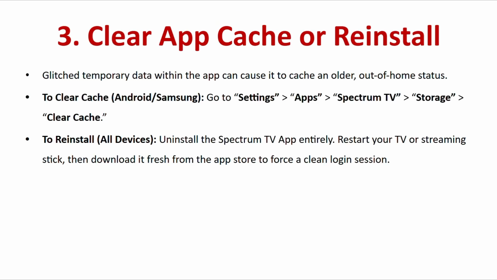Third, clear app cache or reinstall. To clear cache on Android/Samsung, go to Settings, go to Apps and find Spectrum TV. Then tap Storage and click on Clear Cache. To reinstall for all devices, uninstall the Spectrum TV app entirely, then restart your TV or streaming stick and download it fresh from the App Store to force a clean login session.